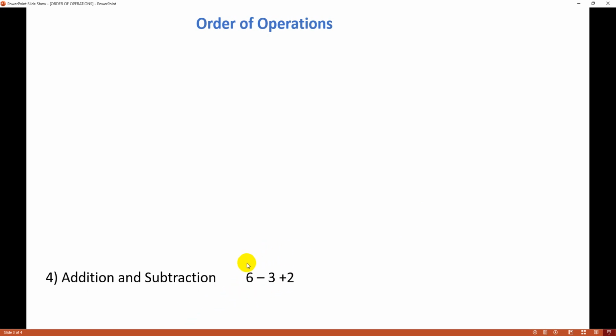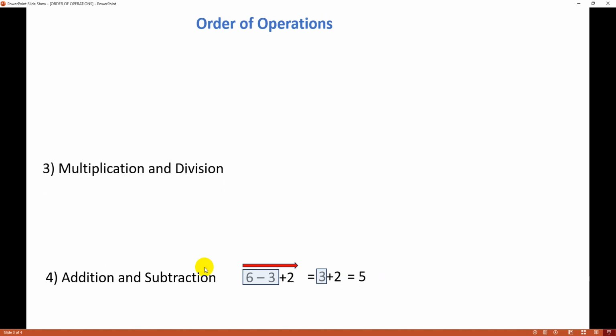So in this example here, we only have subtraction and addition. We don't have any other operation to worry about. So when that happens, when you have only addition and subtraction, you operate from left to right. So we will be doing 6 minus 3 first, which is 3, and then we will add 2, which will be 5.